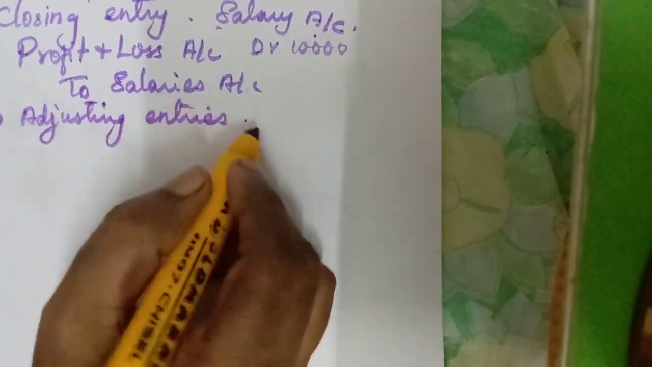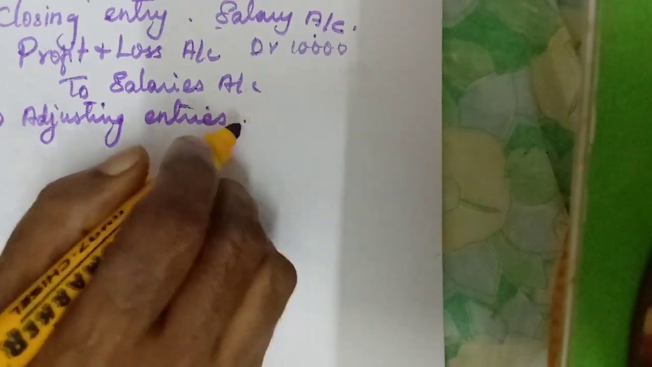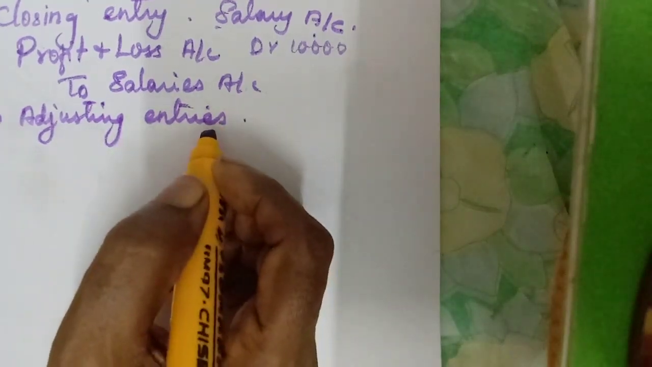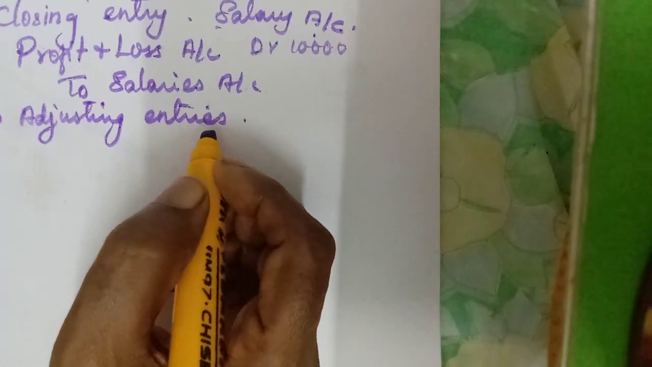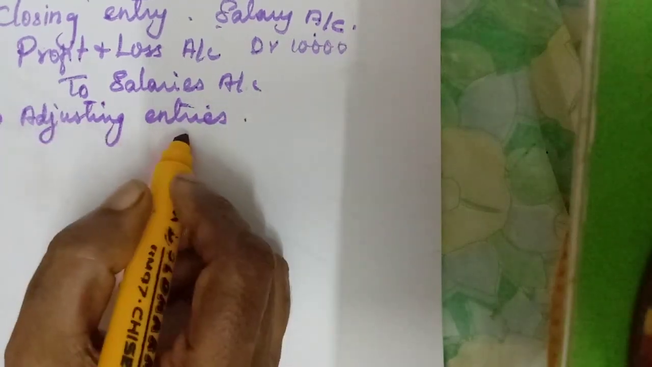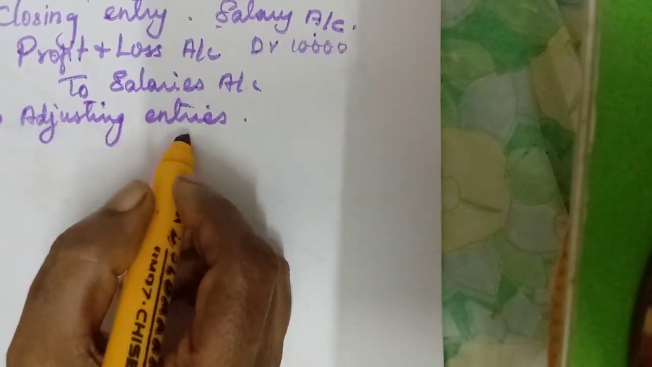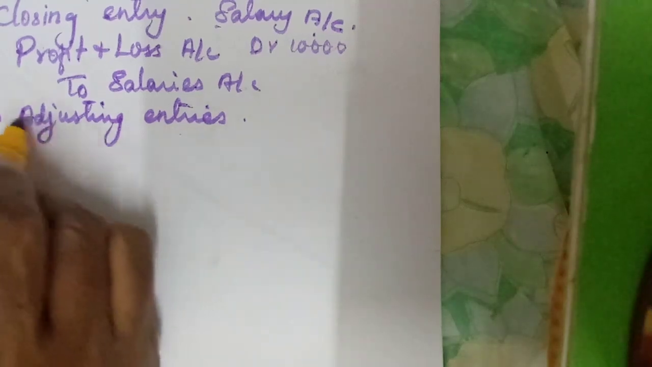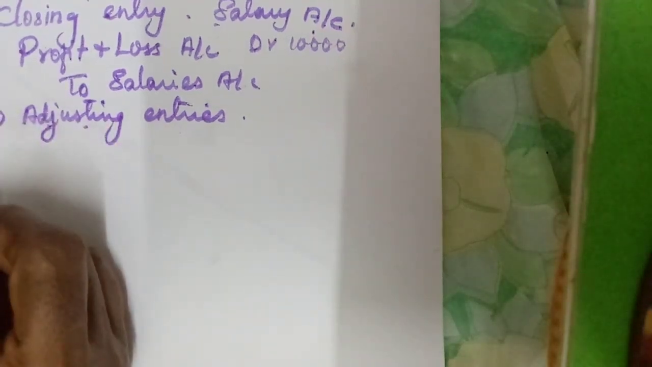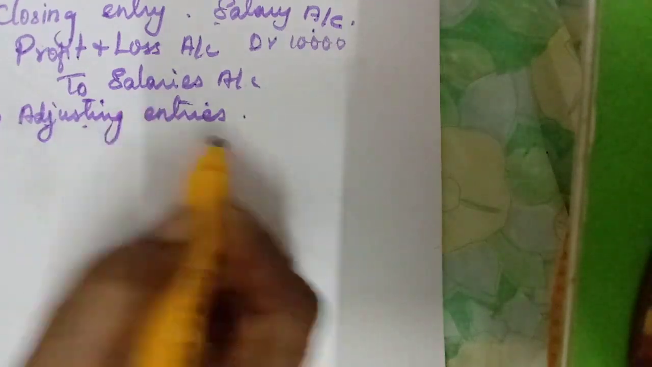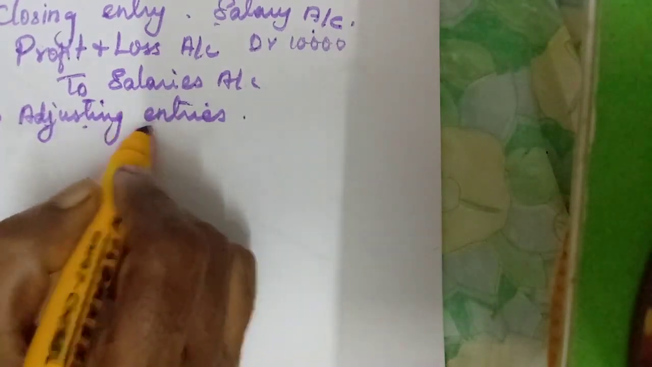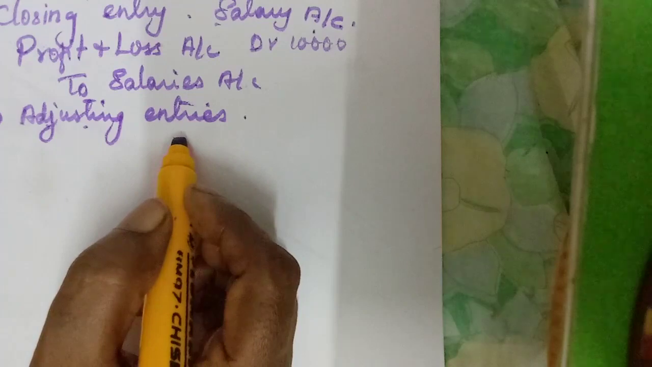This one we will learn in the forthcoming lessons. When we start to prepare the final accounts, we will prepare these adjusting entries. I told you, one lesson is on the final accounts with adjustments. Before preparing the final accounts, we should make some adjusting entries.